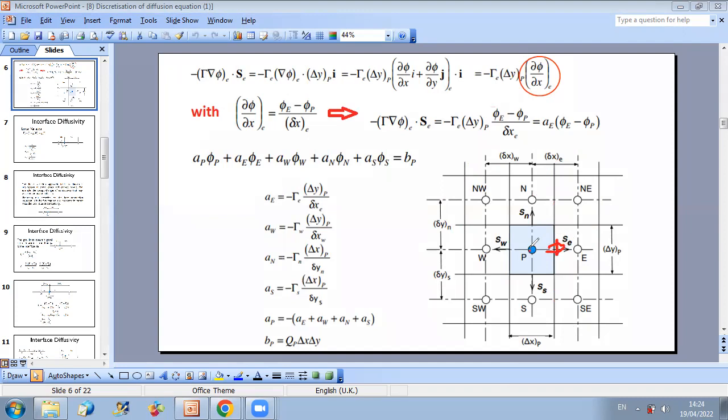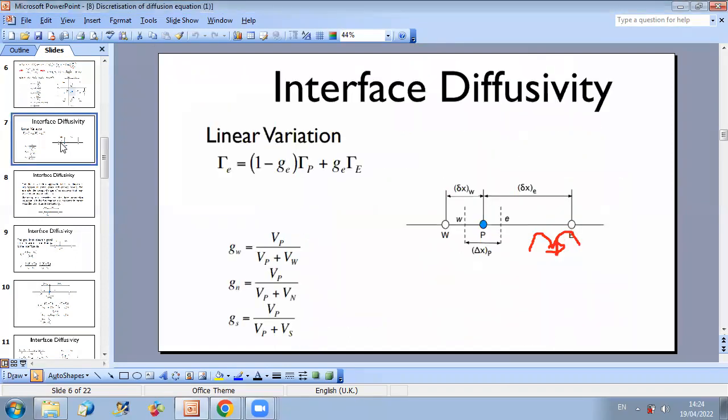So the conductive flux between P and the east face is equal to the conductive flux between the east face and point E. So a first approach, as we mentioned together, is the linear variation. So I say I can assume linear variation of conductivity in case of thermal application. As we mentioned in class, for a general application of diffusivity, we use this coefficient symbol.